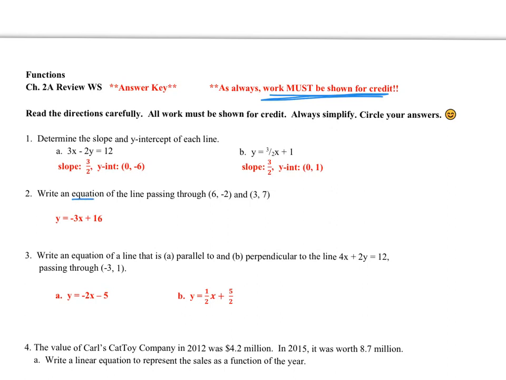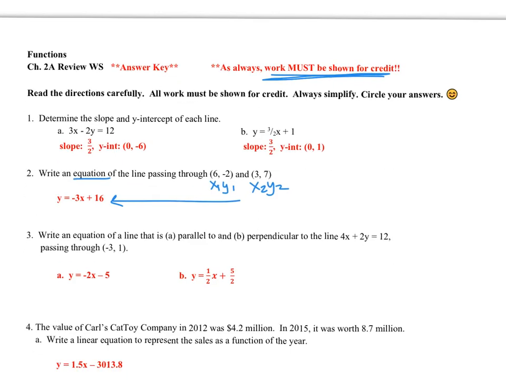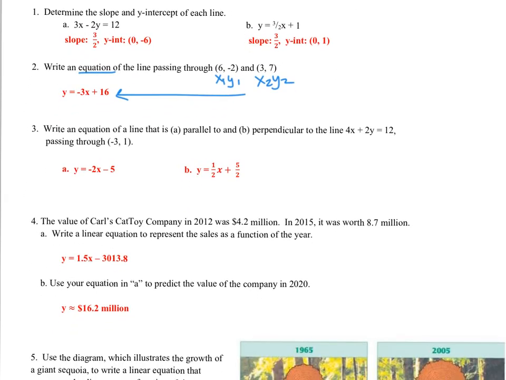Question 2, asking to write an equation that goes through 2 points. Just remember, identify them as x1, y1, x2, y2. Find the slope and then plug it into point slope form. Simplify, and that should be your answer. Question 3, kind of along that same line, write an equation that's parallel and perpendicular to the given line, and then passing through the point (-3, 1). This is going to be your x1 and y1.